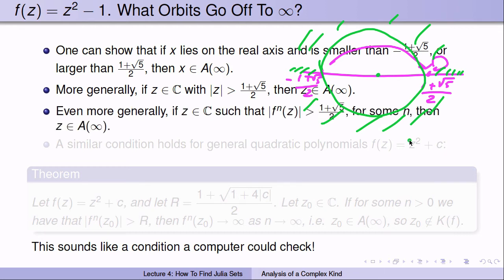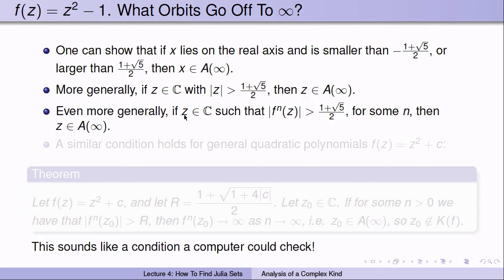Even more generally, if z is a point in the complex plane such that one of its iterates, the nth iterate for some n, has absolute value greater than that circle radius, (1 plus root 5) over 2, then that z itself belongs to A of infinity.